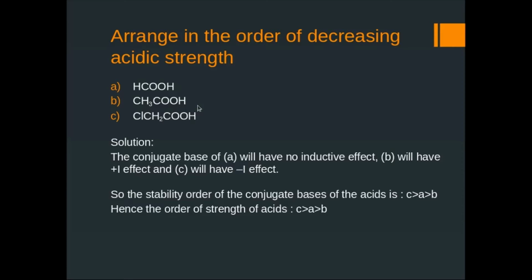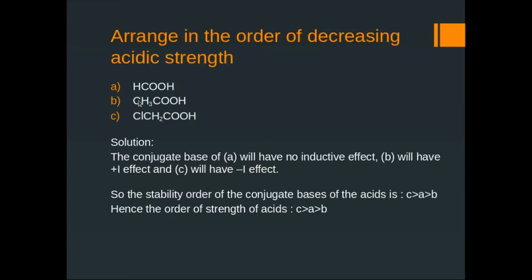Also, you can say it like this: as the chlorine is withdrawing negative charge from the carbon, and in turn from the oxygen, the oxygen is developing a partial positive charge. To gain electrical neutrality or stability, it has a high tendency to break the OH bond, which releases more H plus ions in the solution. So C has the highest acidic strength.